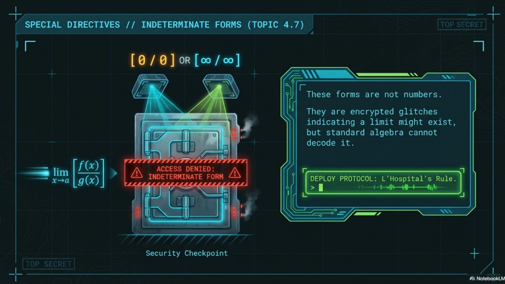Special directives for topic 4.7, indeterminate forms. When navigating limits, you may hit ratios of 0 over 0 or infinity over infinity. These forms are not numbers. They are encrypted glitches indicating a limit might exist, but standard algebra cannot decode it. When access is denied, you deploy the protocol, L'Hopital's rule.